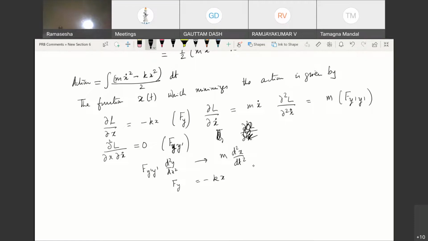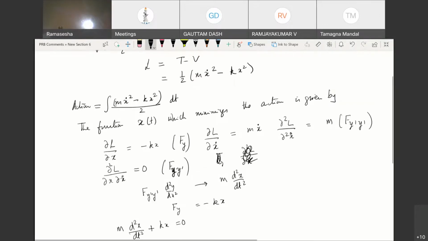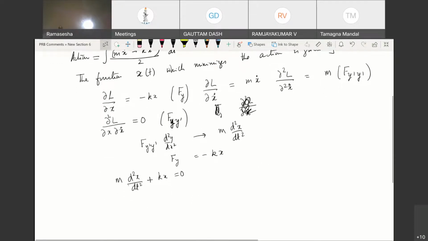So the equation will now be m d²x/dt² plus kx is equal to 0, because the f y comes with a minus sign. So what is this? This is going to give you m x double dot is equal to minus kx. And what is m x double dot? This is the force. And what is this? This is the force due to the spring. So this is nothing but Hooke's law.